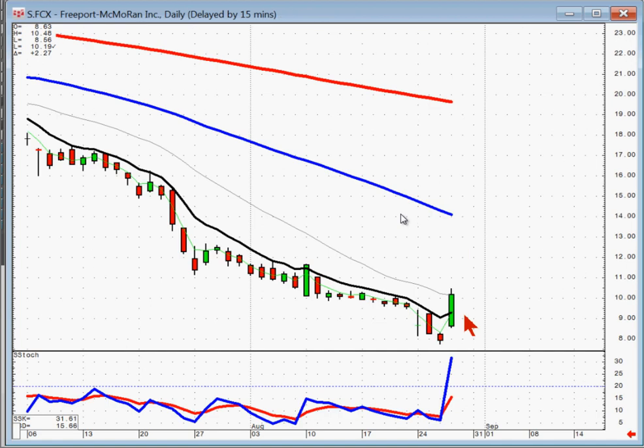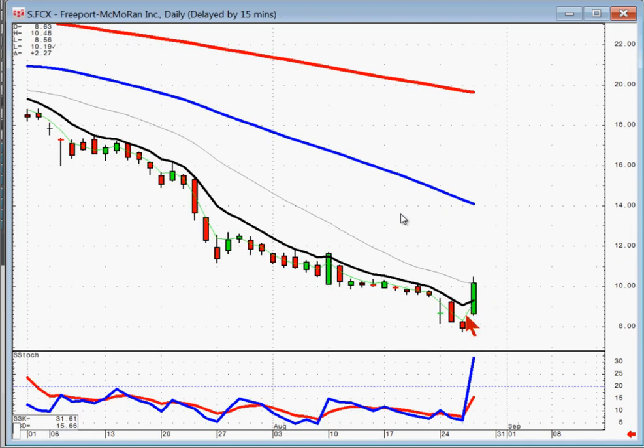FCX, a good looking chart. There's your big morning star signal with the gap up on this side. I'd suspect heading for the 50.